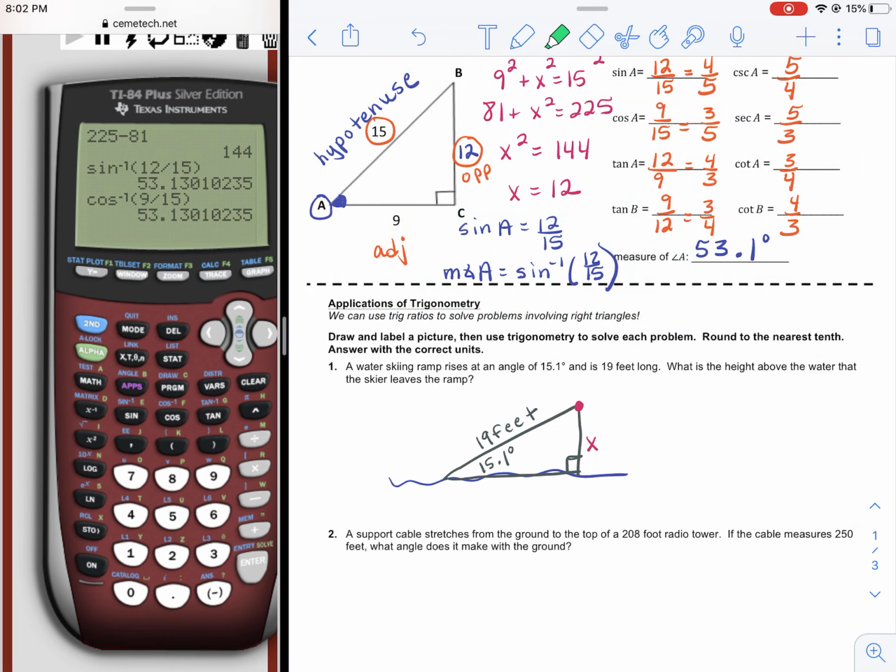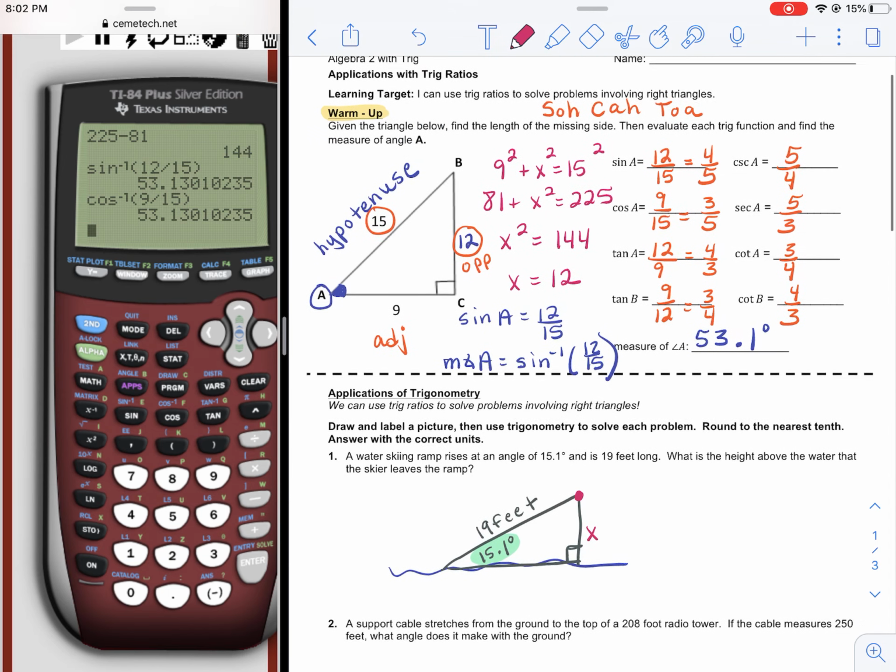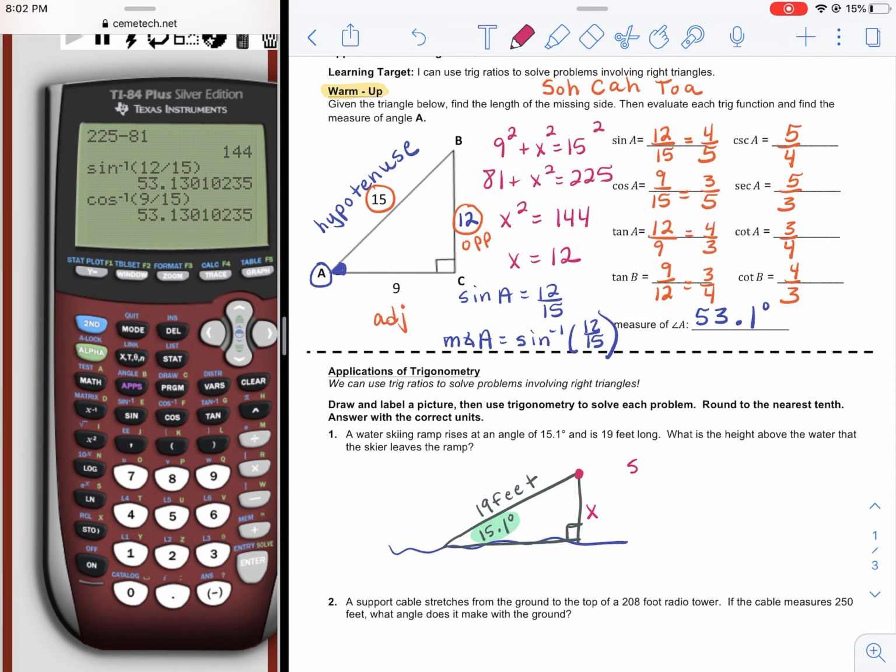From the previous lesson, remember we always start with the reference angle. So we're working with the opposite side and the hypotenuse. Opposite and hypotenuse is the sine. So we know that the sine of 15.1 degrees equals x over 19. You can turn that into a proportion by putting a 1 underneath the sine. Then if you cross multiply, x times 1 is x, and that equals 19 times the sine of 15.1.